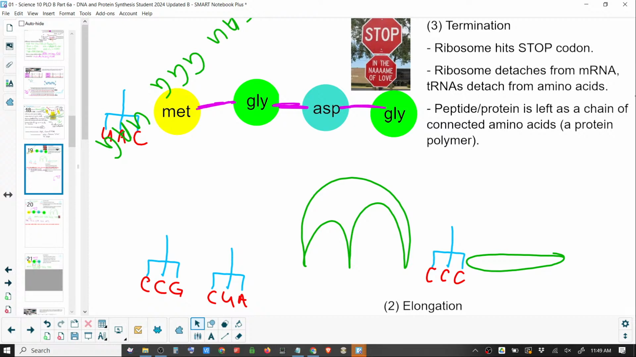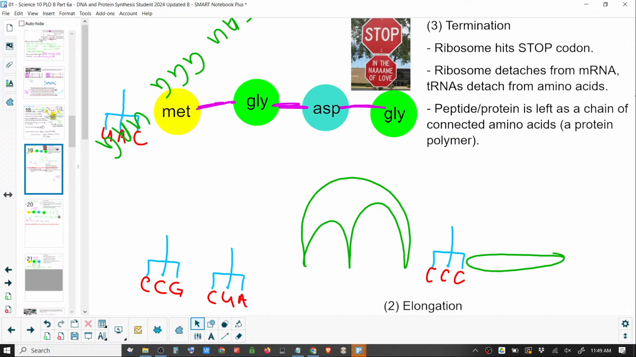Termination. Now, how many stop codons are there in your table? 3. They actually have names, amber, ochre, and umber, which I just love because when scientists get bored, they do have poetic souls and they name them after colors. I think your table might just give them as stop, but other tables will actually give them by their name because it sometimes matters in terms of mutation which one it is.